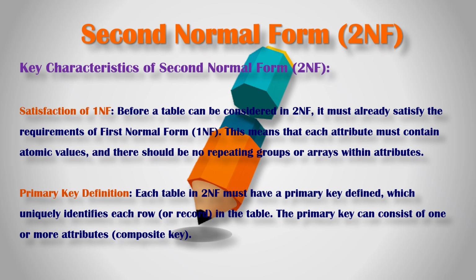Primary key definition. Each table in 2NF must have a primary key defined, which uniquely identifies each row or record in the table. The primary key can consist of one or more attributes, composite key.